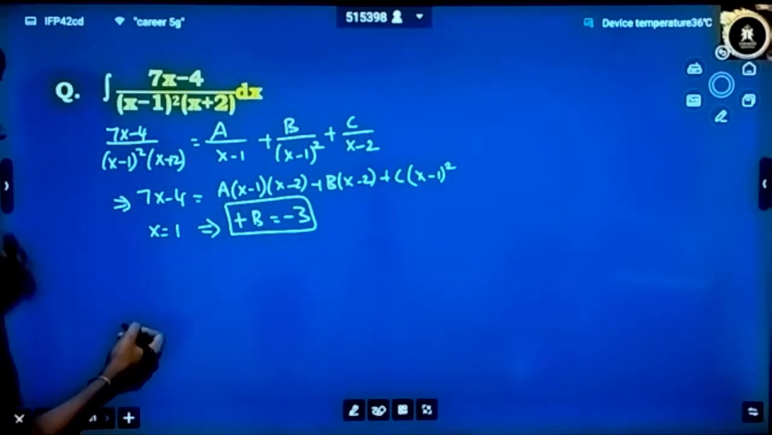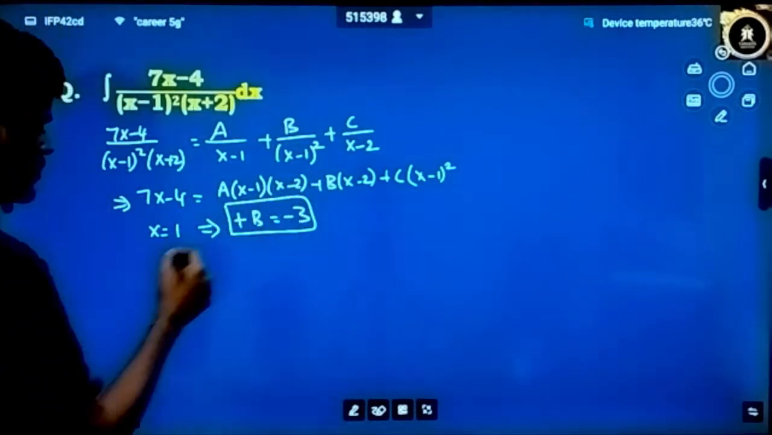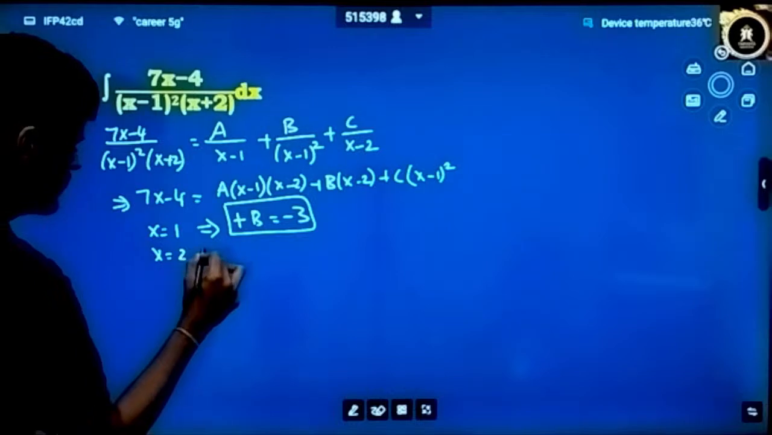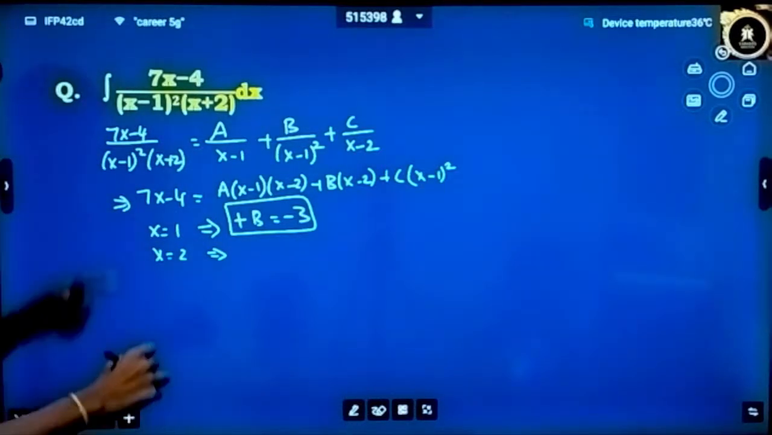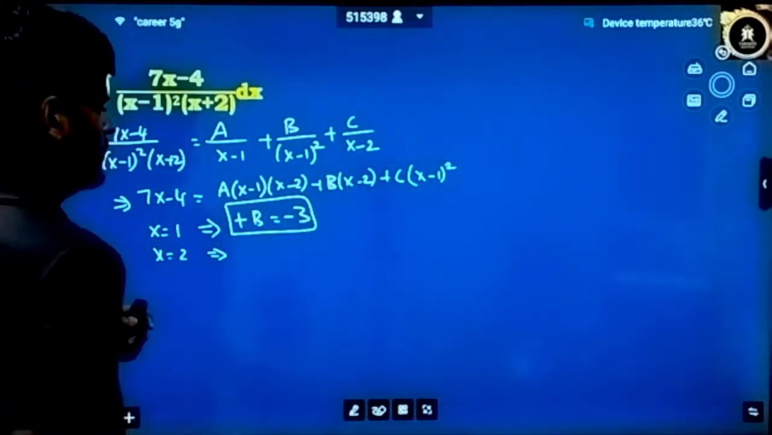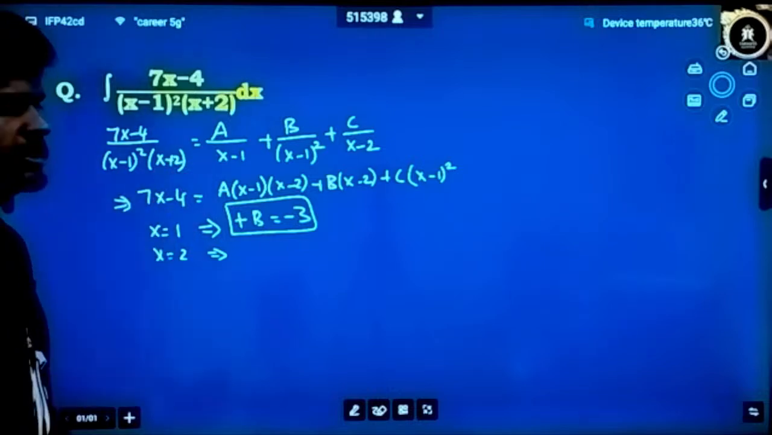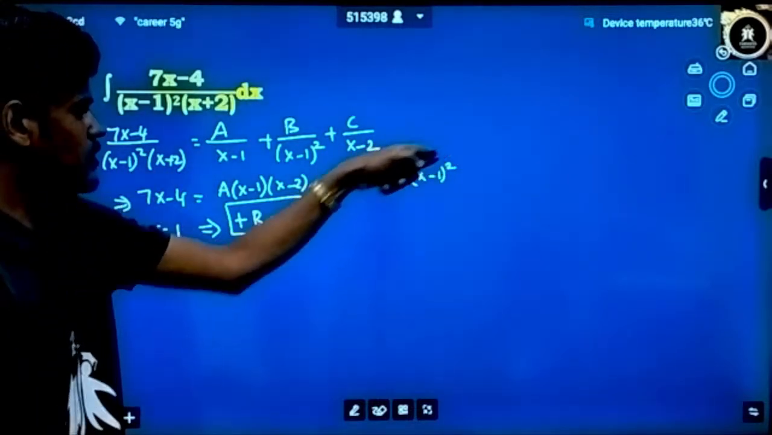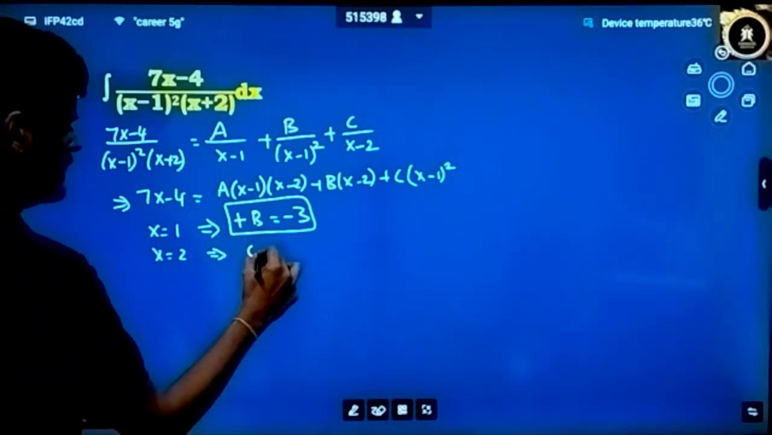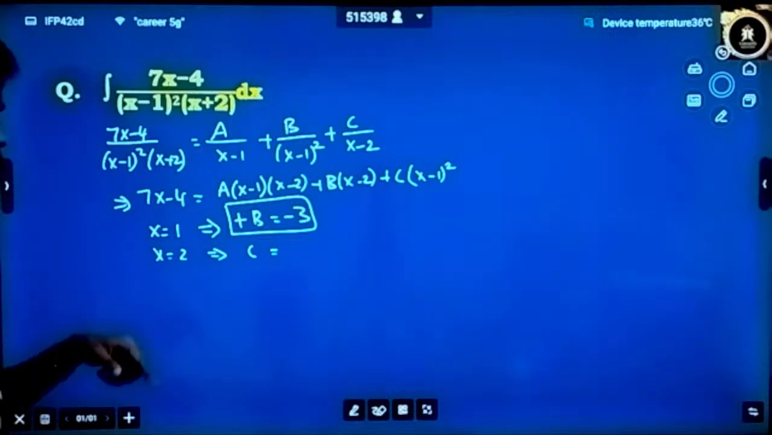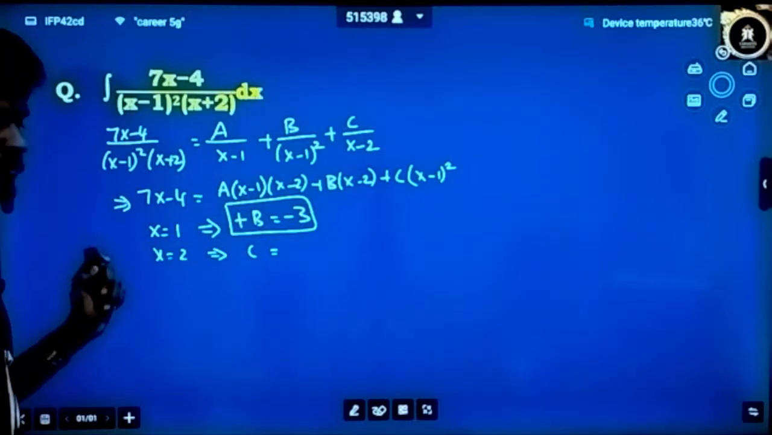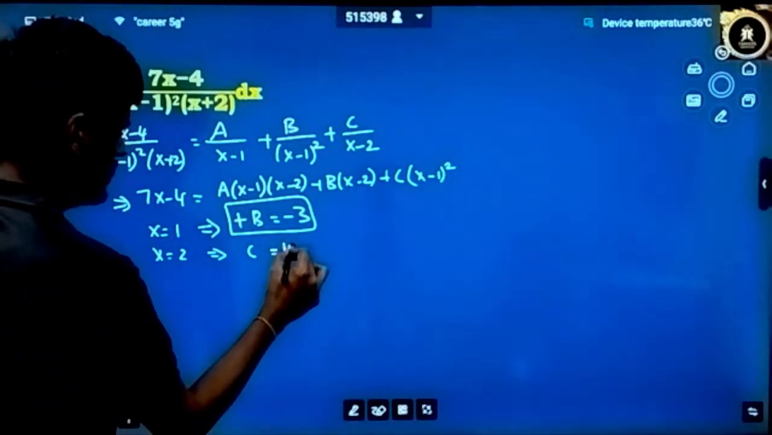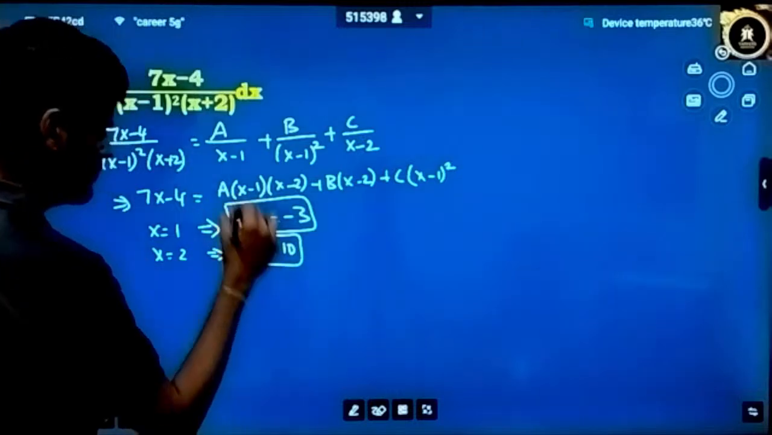Right. Next we will substitute another value. Say we will substitute x equal to 2. Then here 2 minus 2 will get 0, here also it will get 0. 2 minus 1 is 1, 1 square is 1, so we will get c on the right hand side. That is equal to, here we will get 7 into 2 is 14, minus 4 is 10. C equal to 10.